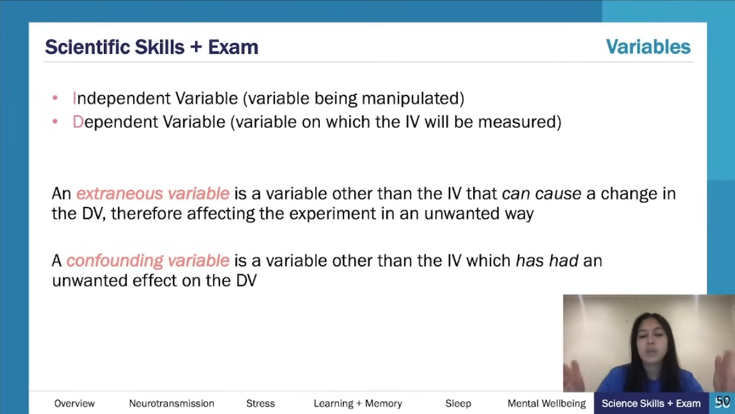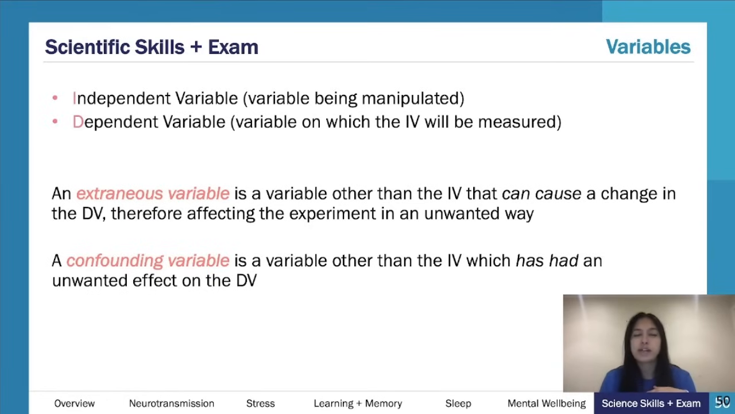A confounding variable is when it has had an effect. So if you haven't controlled for these variables, maybe you're doing a drug trial, trying to figure out how this drug affects Alzheimer's, and maybe how it affects memory. But a confounding variable may be that you have people that are on different spectrums of Alzheimer's.